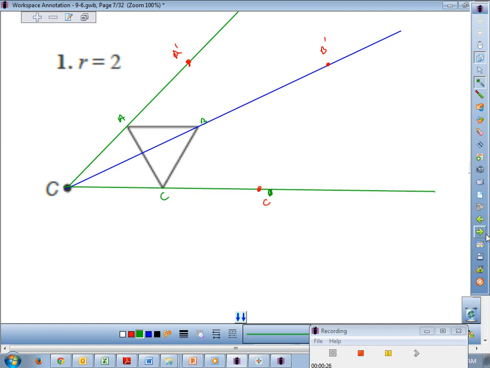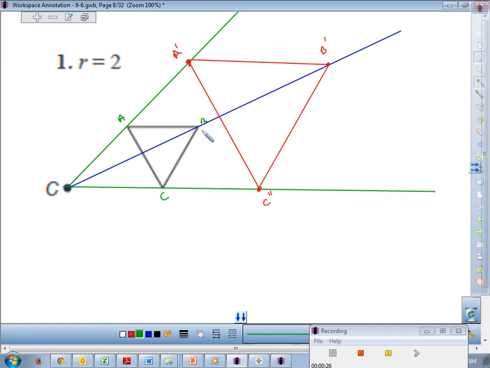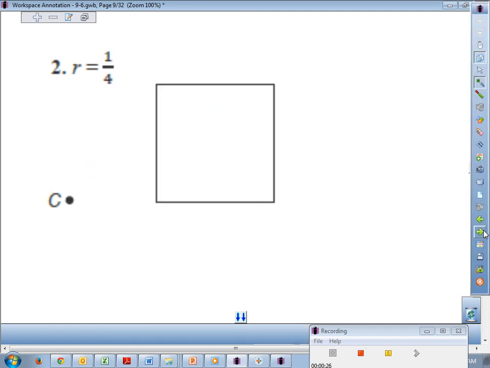Then all you got to do is take your straight edge and connect those together, and you can see that the pre-image to the image is not the same size, same shape, so they are not congruent, but they sure are similar to each other with a scale factor of 2 to 1. Right, so pretty simple. Let's do that again.